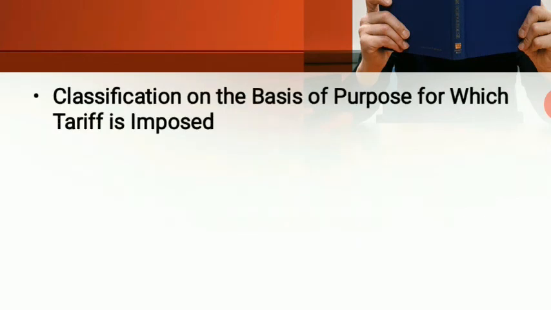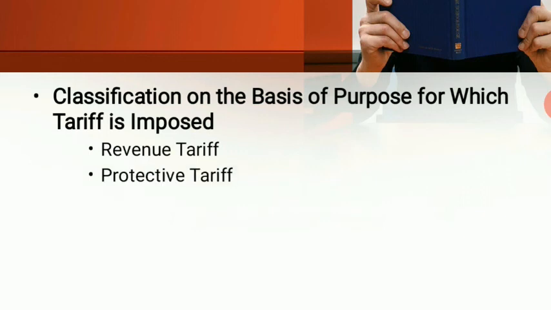Next is classification on the basis of purpose for which tariff is imposed. First is revenue tariff. The tariff which is imposed primarily for generating more revenues for the government is called the revenue tariff. Next is protective tariff. The tariff may be imposed by government to protect the home industries from the cutthroat competition from the foreign produced goods. The higher the tariff, greater may be the protective effect of tariff. A perfect protective tariff is likely to prohibit completely the import from abroad.